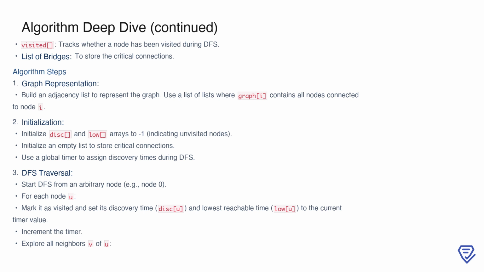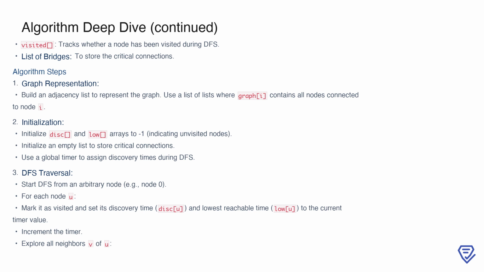Next, we initialize arrays for discovery times and lowest points, setting all values to -1 initially to indicate that nodes are unvisited. A visited array will also be used to track whether a node has already been processed during the DFS. Additionally, we maintain a list to store the bridges we identify. A global timer is used to assign discovery times incrementally as nodes are visited during the DFS. The traversal begins from an arbitrary starting node, typically node 0, and proceeds as follows.